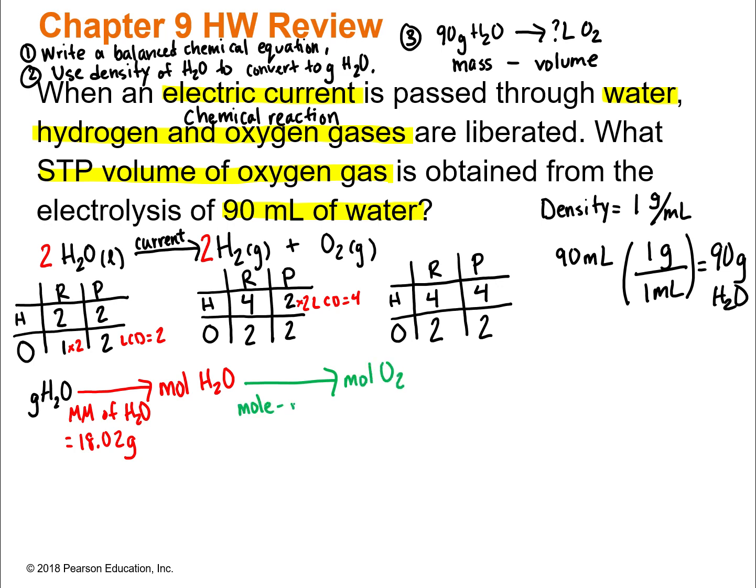The next step in these stoichiometry problems is to use a mole-mole ratio. It's in the form of B over A. The B is the one that we don't know. We're trying to figure out how much oxygen gas we're making. A is the one that we have some information about.